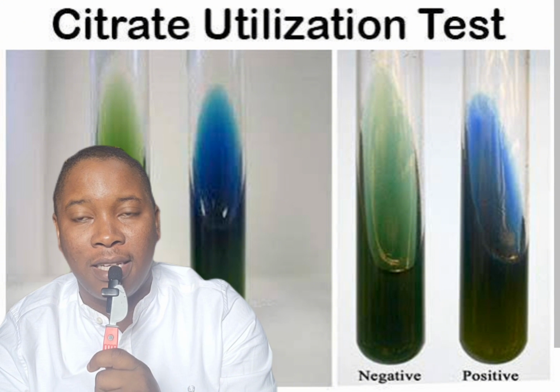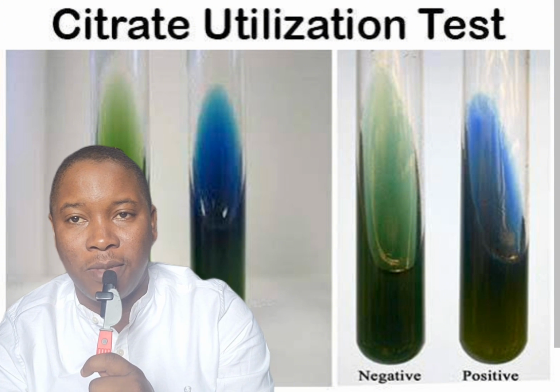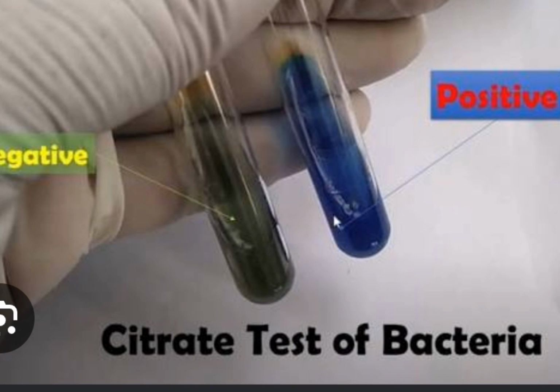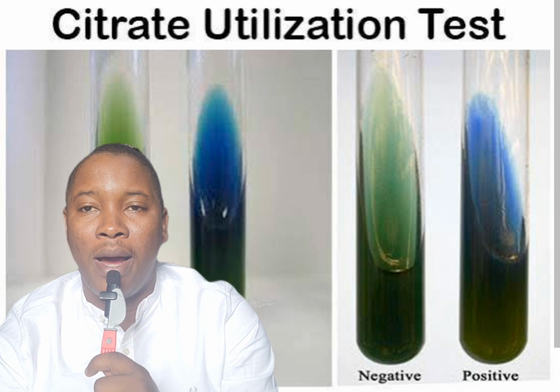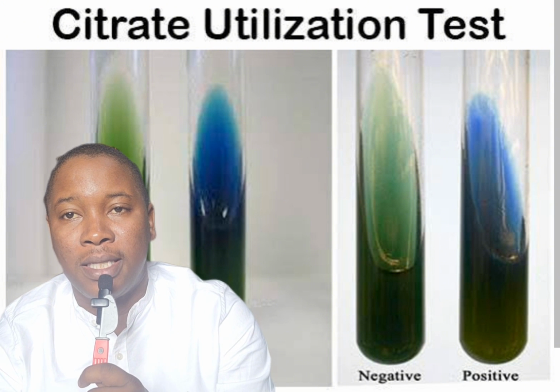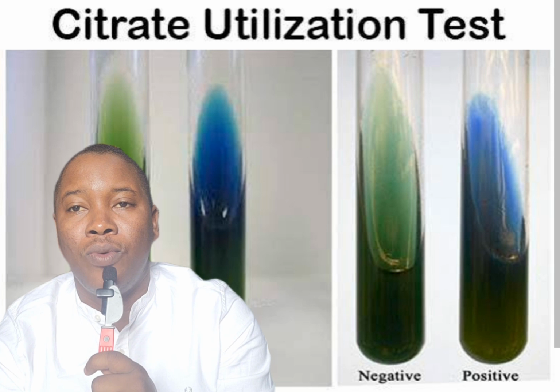Now, apart from that agar, we also add an indicator substance. In this instance, we add an indicator substance called bromothymol blue. Bromothymol blue is the name of the indicator substance that we add, and then we are ready to go. Now, we allow this setup to incubate in the incubator for about 24 to 48 hours, and then we view.